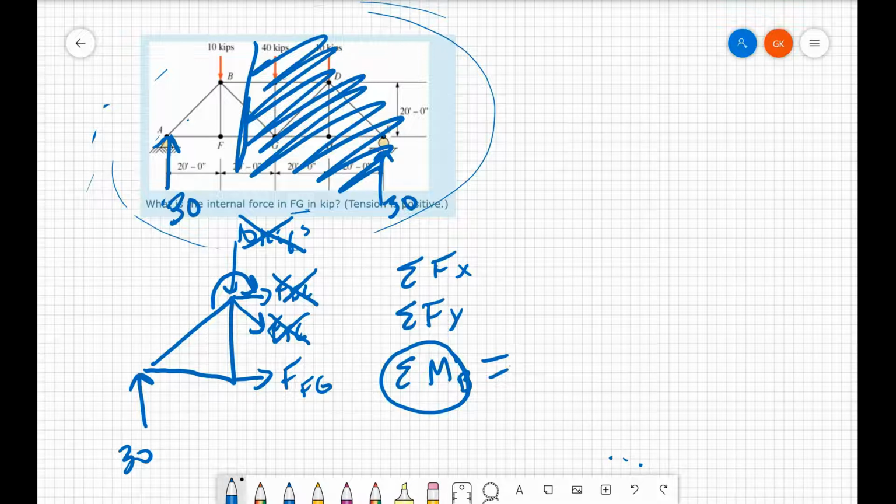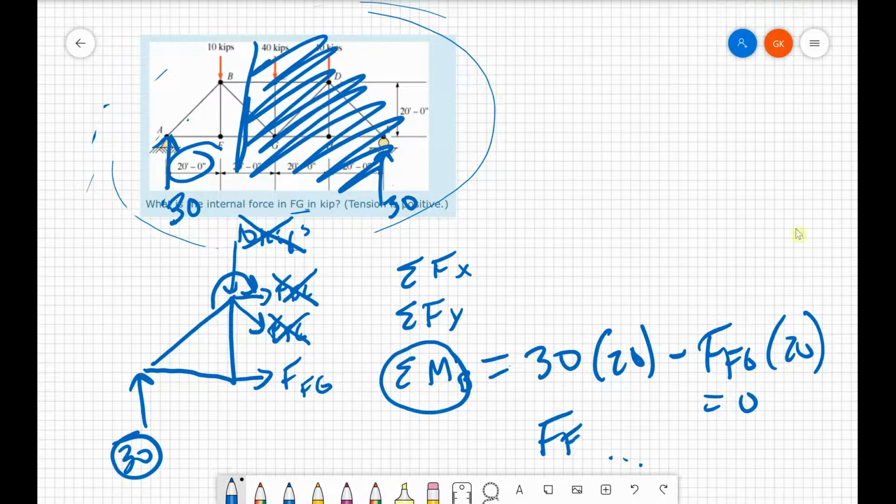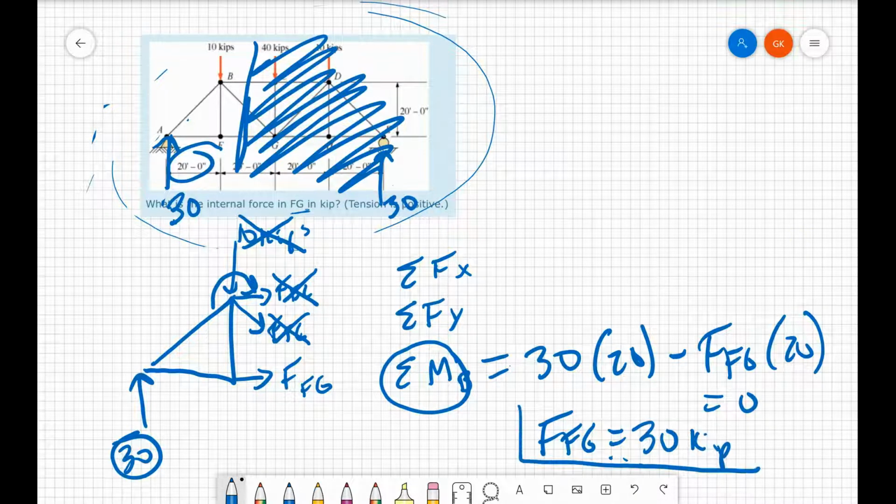Okay, so forces times distance. I'm going to do the 30 kips, times a distance of 20 feet, minus force Fg times 20 feet. That's equal to 0, and you might be able to guess that force Fg is therefore equal to 30 kips. And there you have it.